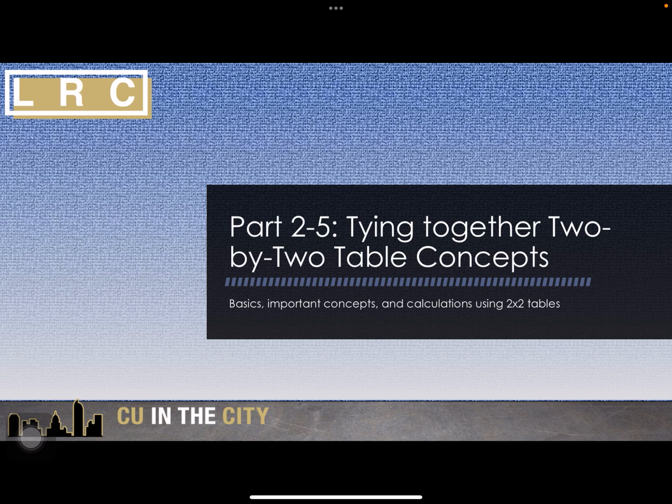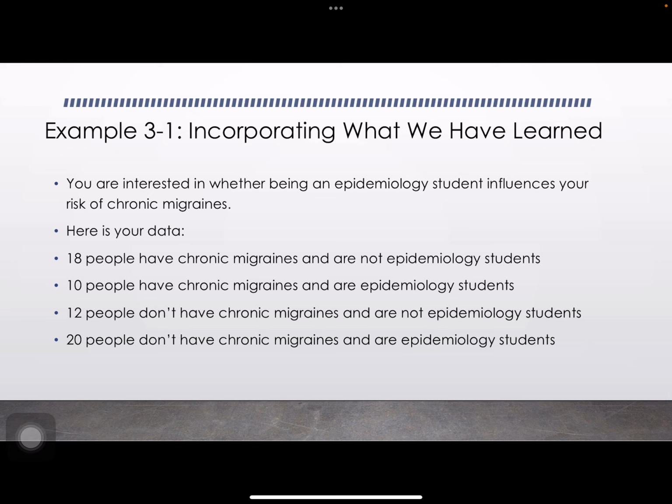Welcome to our fifth and final video in the 2x2 table series. Here we're going to spend some time working through an example to combine everything we've learned about 2x2 tables. First, we're going to create and fill out a 2x2 table using the information we are given in this problem. Please pause the video to challenge yourself and see if you can fill out a 2x2 table on your own.